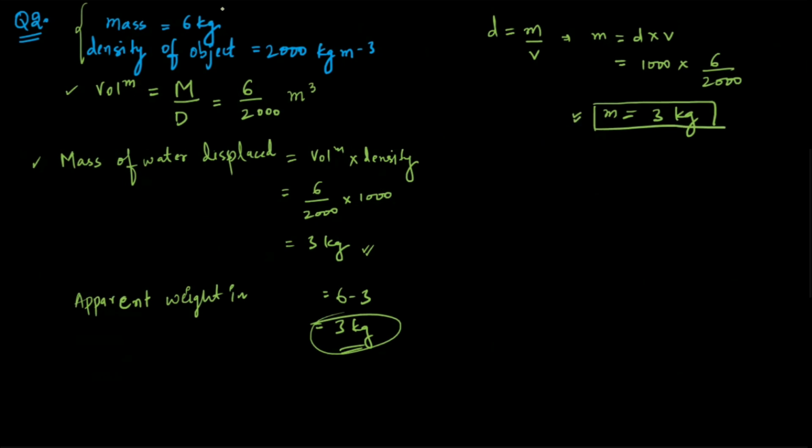And the mass of the object is 6 kgs. So the apparent weight is going to be 6 minus 3, that is 3 kgs. All you need to do is find out how much water has been displaced by the object. If you get the mass, then you can simply do it like that. Let's do more problems on this.